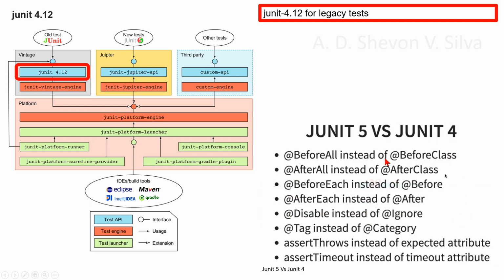Here you can see the difference between JUnit 5 versus JUnit 4. Here @BeforeAll instead of @BeforeClass, and @AfterAll instead of @AfterClass, and @BeforeEach instead of @Before, and @AfterEach instead of @After, @Disabled instead of @Ignore, @Tag instead of @Category, assertThrows instead of expected attribute, assertTimeout instead of timeout attribute.